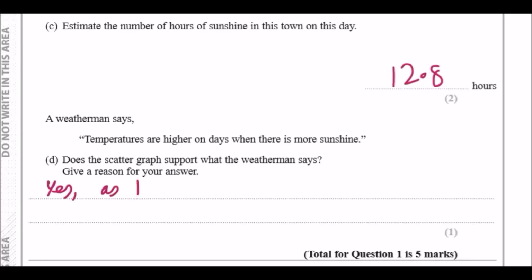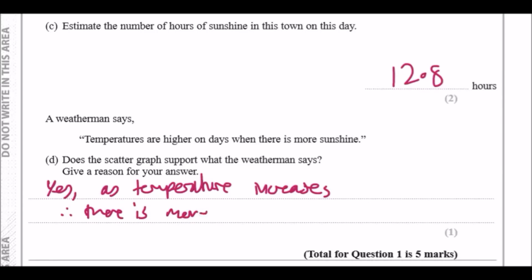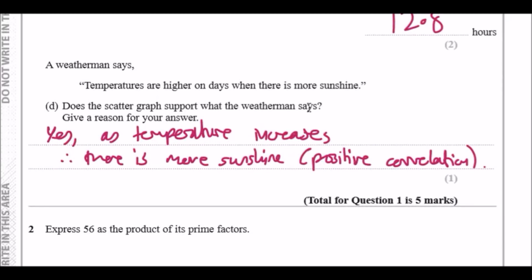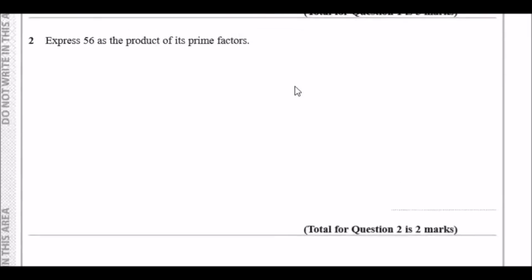As temperature increases, then therefore there is more sunshine. You can also say the fact that you're using a positive correlation, which indicates that. That pretty much sums it up. So there's various ways to answer, but try and be as clear as possible, and it's quite an obvious statement, I think. Anyway, next one, number 2.